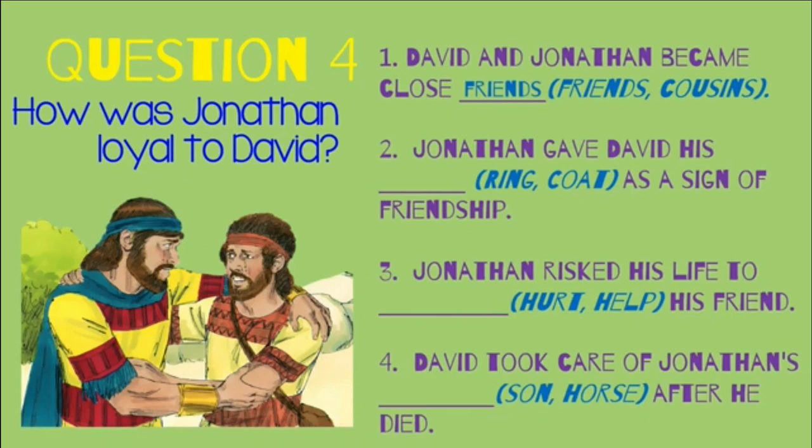Number 2. Jonathan gave David his blank as a sign of friendship. Did Jonathan give David a ring, or did he give him his coat? Do you remember from the story? That's correct. Jonathan gave David his coat as a sign of friendship. Number 3. Jonathan risked his life to blank his friend. The options are hurt and help.